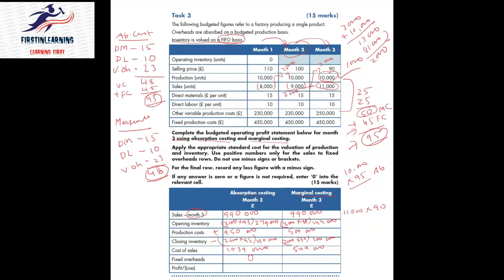But on the other hand, on the marginal costing, we never include the fixed cost inside the product. So we have to minus now the fixed cost as a period cost. So 450,000 we minus, and that will give us the profit or loss. If we minus the cost of sales from the sales, that will give us the profit. So that's how we can calculate the profit statement for absorption costing and for marginal costing.